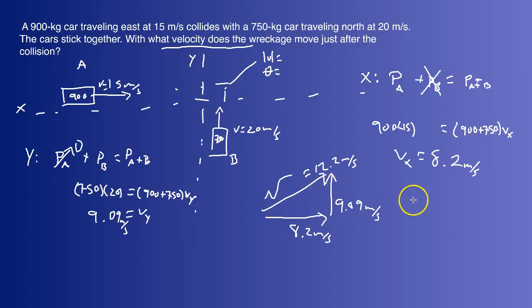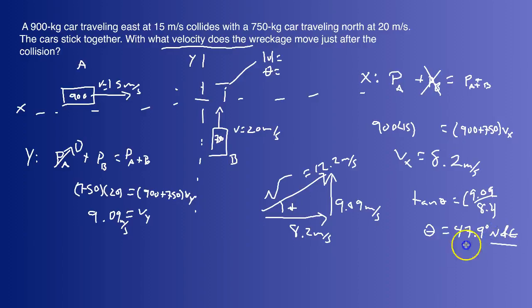Then for the angle, we can say the tangent of that angle is equal to 9.09 over 8.2. Do inverse tangent to solve it, and we'll get 47.9 degrees north of east. So we get velocity and direction, or magnitude of velocity and direction, for our collision here.